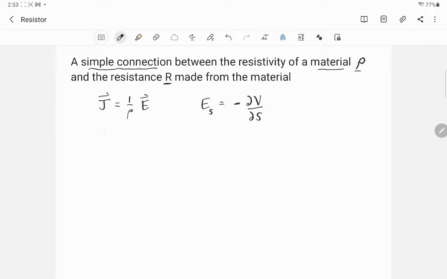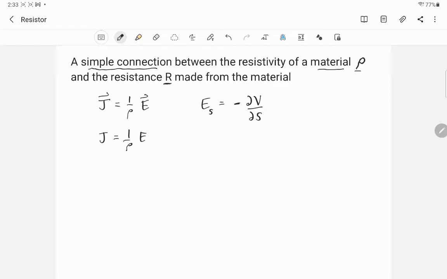First, I'm going to drop the vector aspects. So I'm just going to talk in terms of scalars. But I know that the current density is going to flow in the direction of the electric field, because you can see that the equivalence is between these vectors, which means these two vectors must have the same direction. Okay.